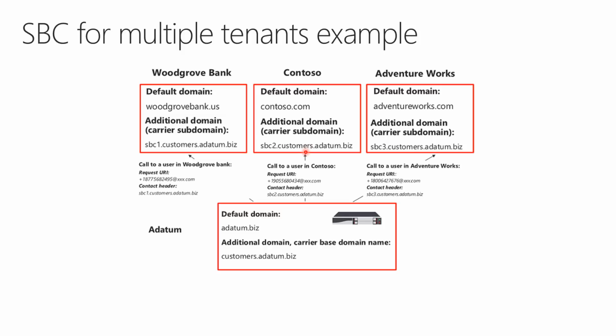sbc2.customer.adatum.biz for Contoso, sbc3.customer.adatum.biz for AdventureWorks. And as you can see here very clearly, now Adatum can use this single SBC with a single certificate for multiple customers. Obviously, they want to deploy multiple SBCs to provide the right service to the customers, but they can do this with a single certificate, which means that the solution scales very well.